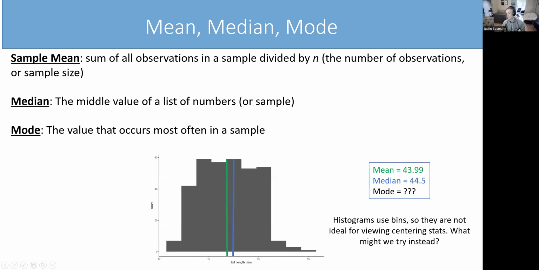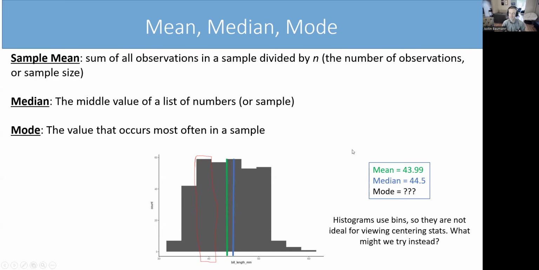Histograms are based on the concept of using bins. So they're not ideal for reviewing centering stats, especially the mode. Basically, there are 5 different numbers within this bin here. This bin is pretty wide. You can see on the x-axis, it encompasses about, I think, 5 millimeters. So anything within this 5 millimeter range gets put into this bar. So looking at mode and centering stats is not great in a histogram.